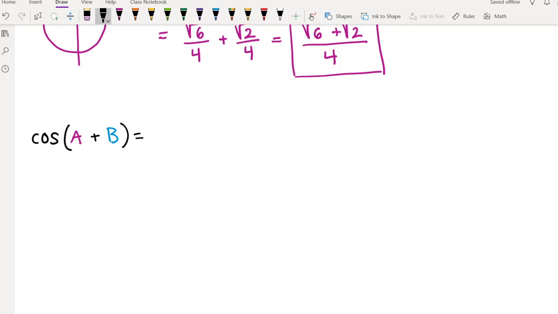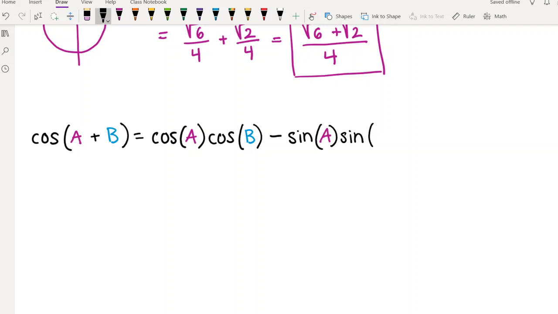is equal to, so for the cosine formula, you start by taking cosine of your first angle, and then you multiply that with cosine of your second angle, so cosine of A times cosine of B. And then from that you subtract sine of your first angle times sine of your second angle.